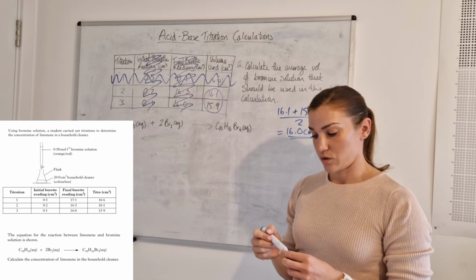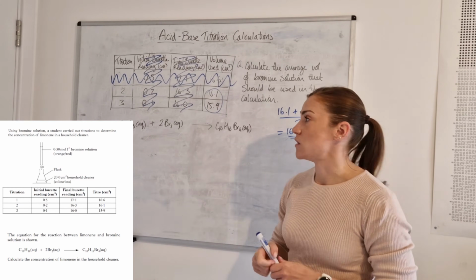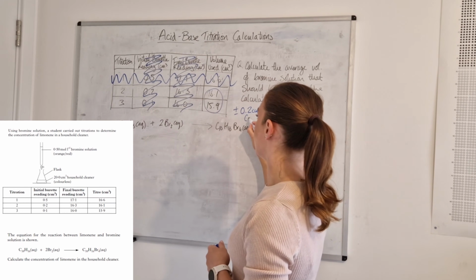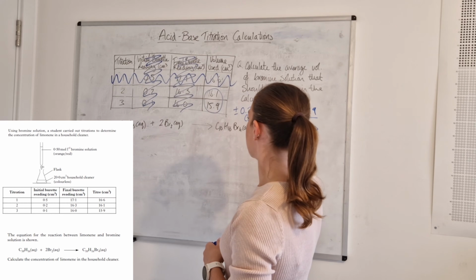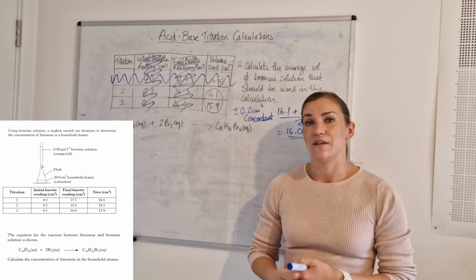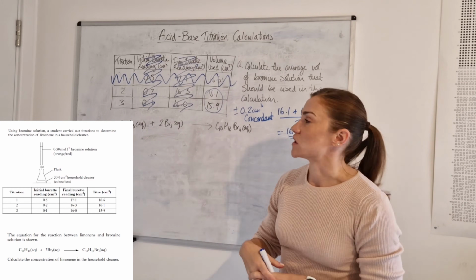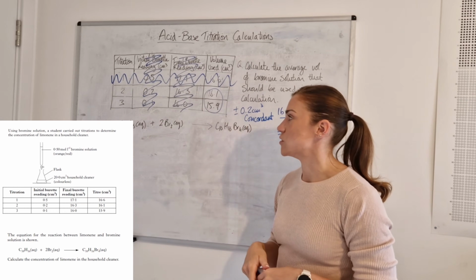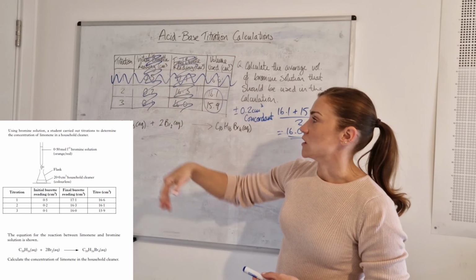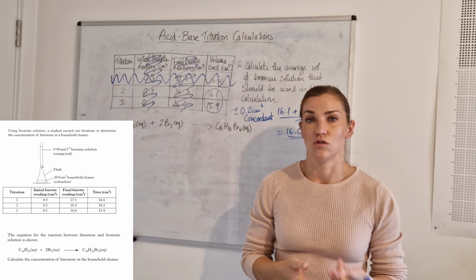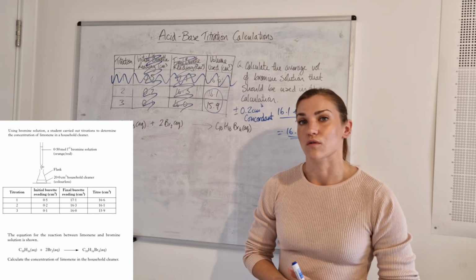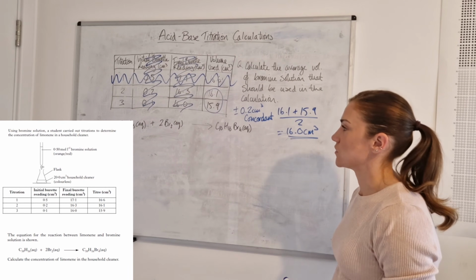Remember, your average is only calculated from the concordant results. Those are the results that are within 0.2 centimetres cubed of each other. So remember that word, concordant. Sometimes we need to do 4 or 5 titrations before we end up with concordant results that are within 0.2 centimetres cubed of each other. So if you get given a table of results that has more than the rough titration and the 2 repeats, just pick any of the results that are within 0.2 centimetres cubed of each other. So that's the first stage of the calculation.